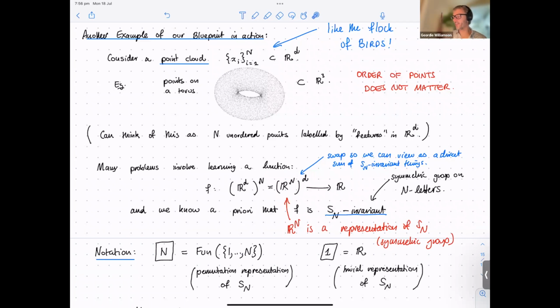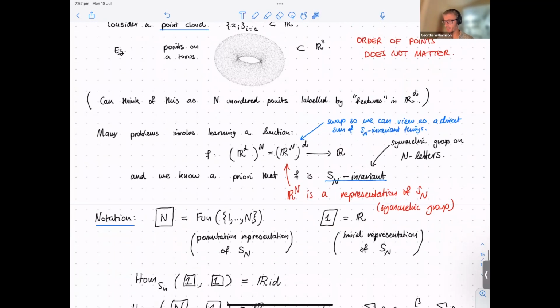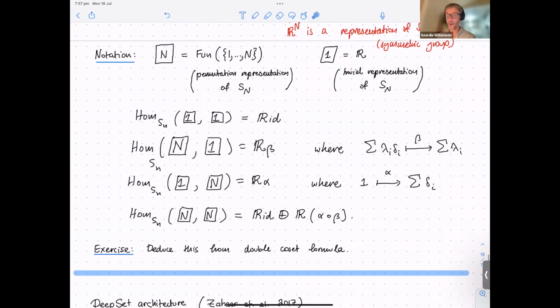And what we're saying is that we don't care, we want this to be an Sn invariant prediction. So what that means is that if we reshuffle our points and relabel them, we don't want the measurement to change. So now I employ the following notation. Big N just means functions on this big set, and 1 means the trivial representation. And now you can work out, it's not difficult, the Sn invariant maps between these representations.